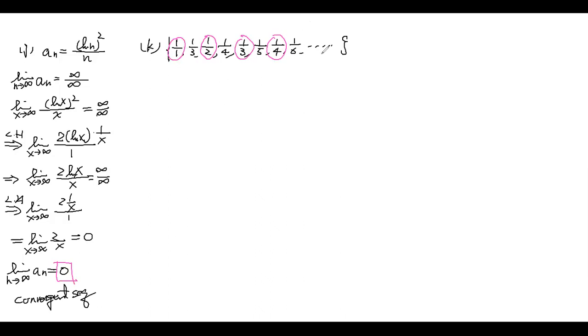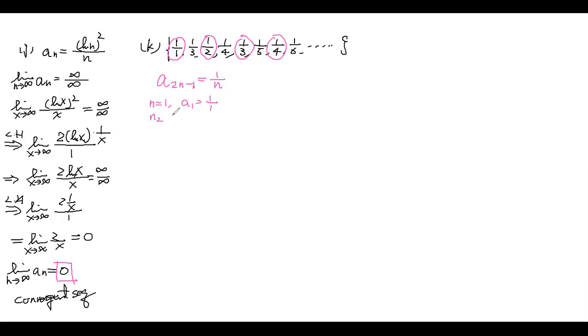So how do I write the common term for my pink one? If you think about it, I can write it this way: a_(2n-1) is equal to 1 over n. If you don't believe it, you can check when n is equal to 1. 2 times 1 minus 1 is 1, so it's a1. That means a1 is equal to 1 over 1.